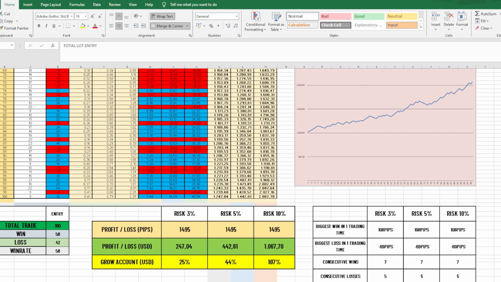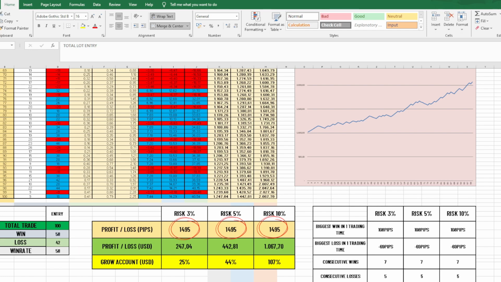4. If we look at the account graph data below, it can be seen that this scalping trading strategy has a relatively stable growth. This is evident from the graph, which moves quite steadily. 5. We conducted 100 trades in this backtesting, with 58 wins and 42 losses. Therefore, this scalping trading strategy has a win rate of 58%.